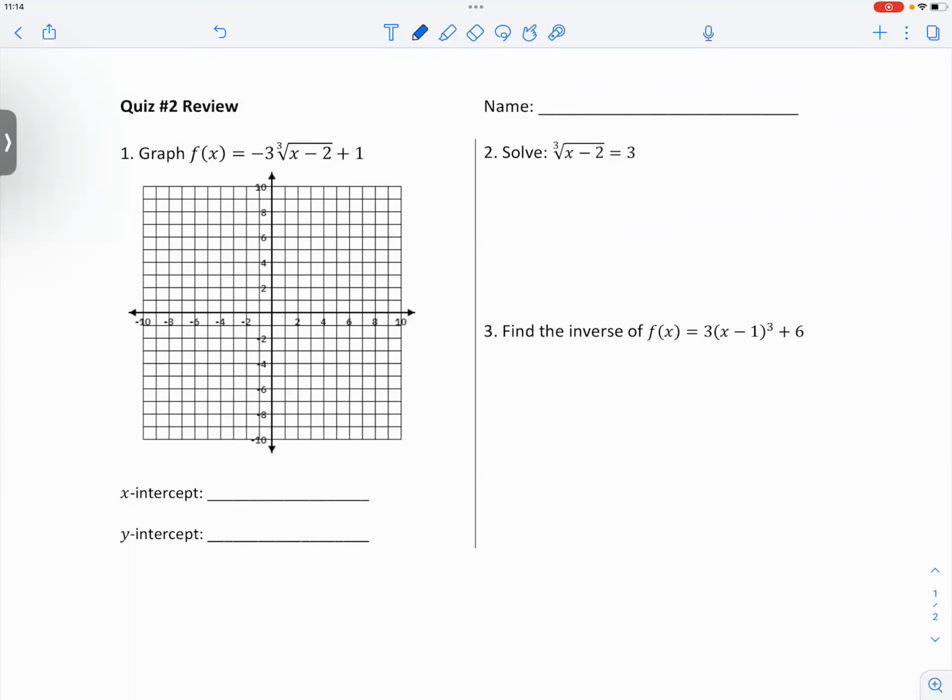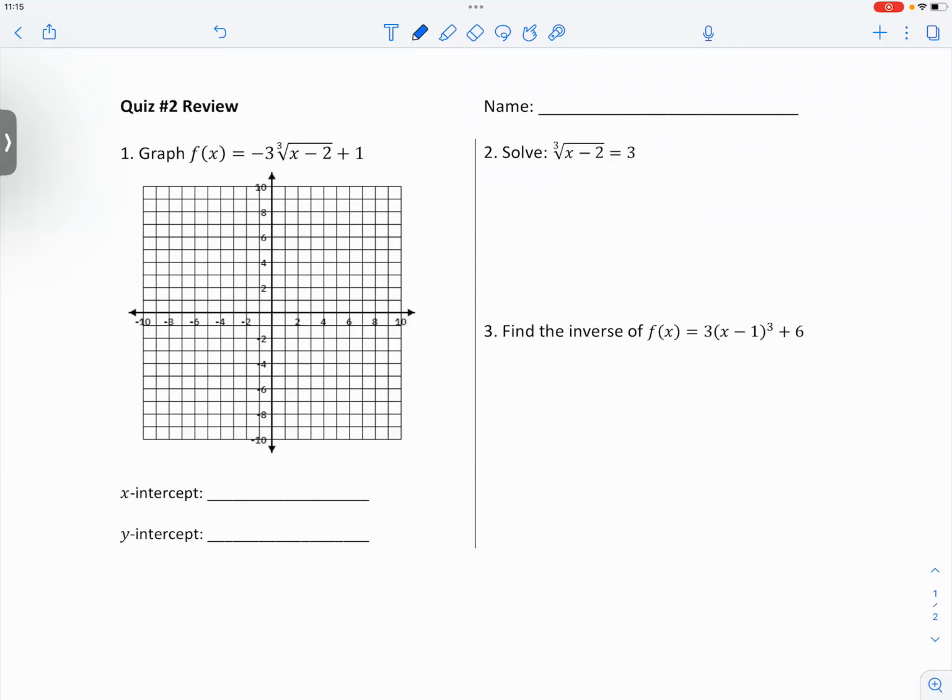Okay, for this video, we will go over question number 1 on the quiz 2 review. But before we start, I just want to make sure that I deliver the expectations on what you should be capable of doing for the quiz. Okay, we expect that students would know how to make graphs of the cube root function.